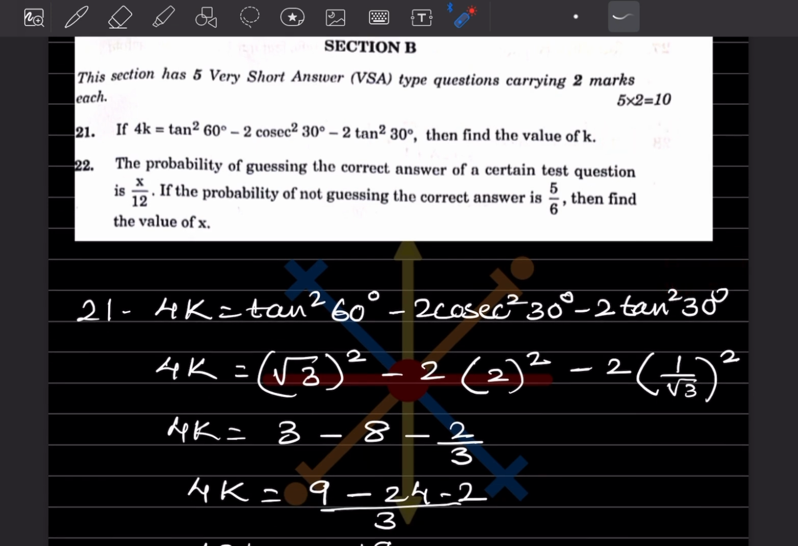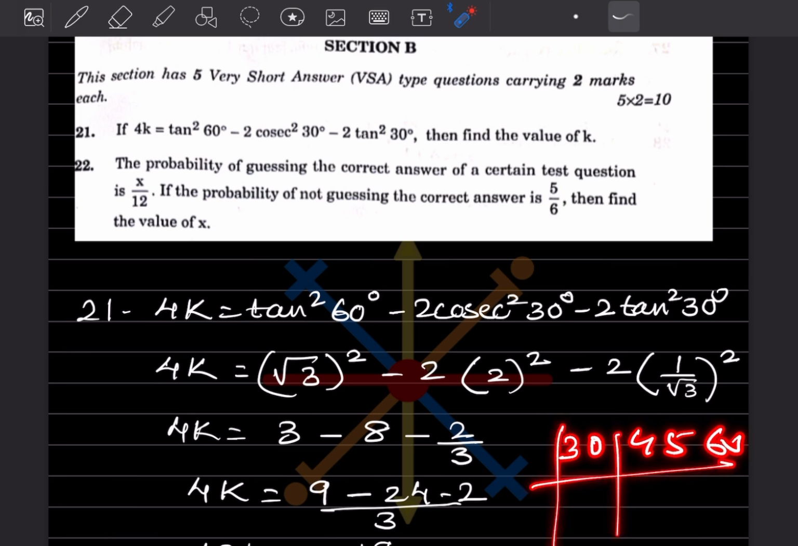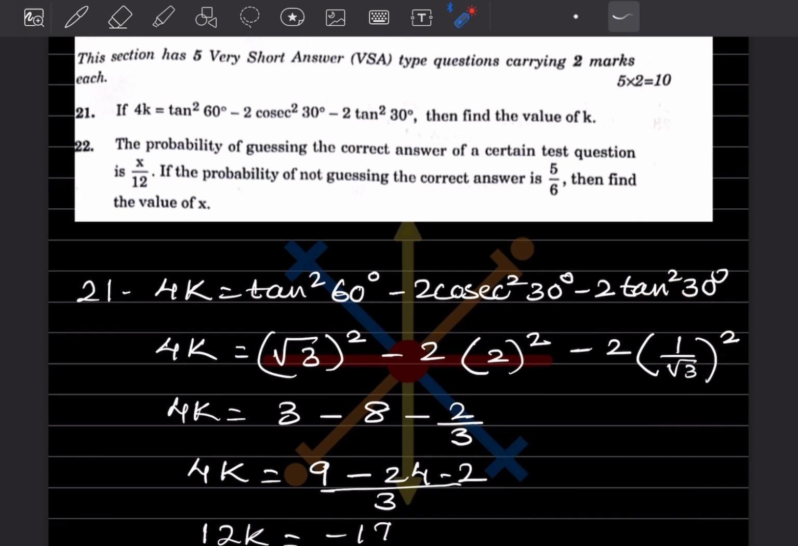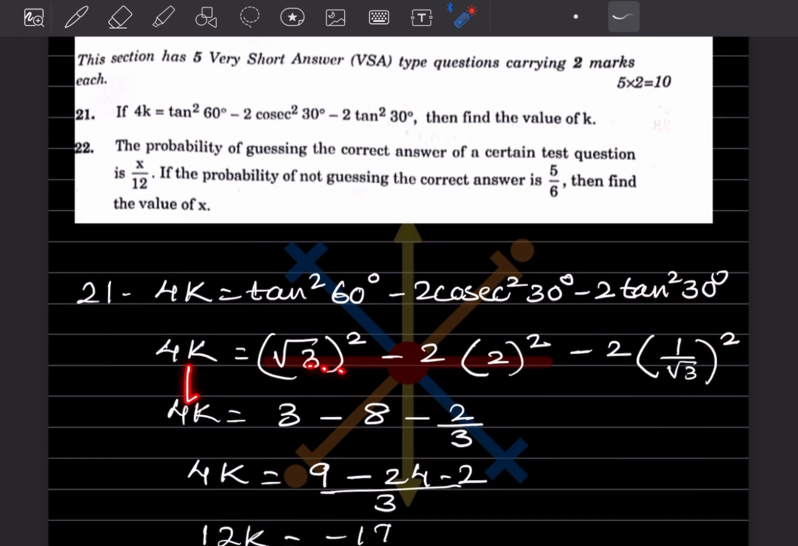Now you know the values of 30, 45 and 60 for sine, cos and tan. So tan 60 is root 3, and this is square, so you will take root 3 square minus 2. Cosec 30 is 2, but this is the square. Tan 30 is 1 by root 3, because this is a square, we will take the square of it. So 4k, root 3 into root 3 is just 3. Root 3 into root 3, I'll just show you, this will be root of 9, and root of 9 is 3.